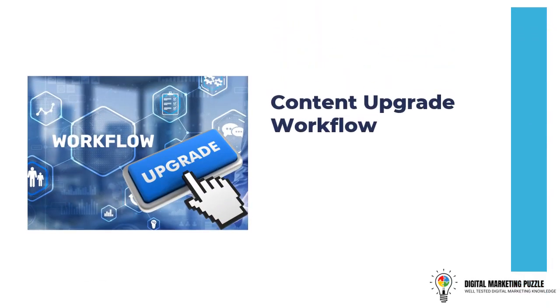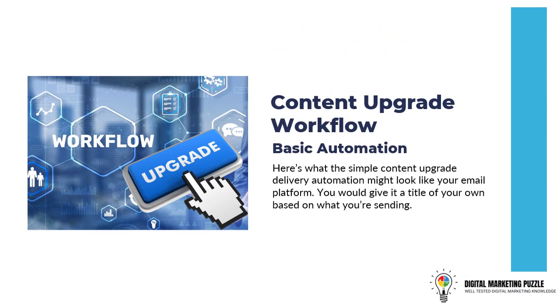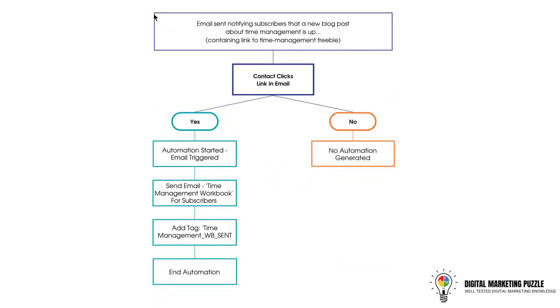Content upgrade workflow. Basic automation. Here's what the simple content upgrade delivery automation might look like in your email platform. You would give it a title of your own based on what you're sending. Email sent notifying subscribers that a new blog post about time management is up, containing a link to the time management freebie.